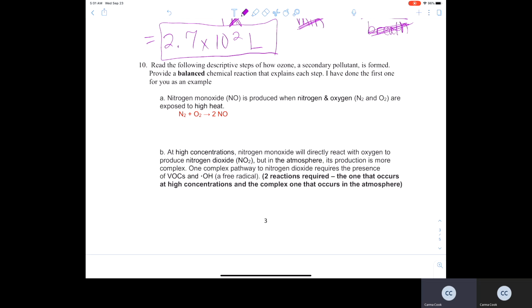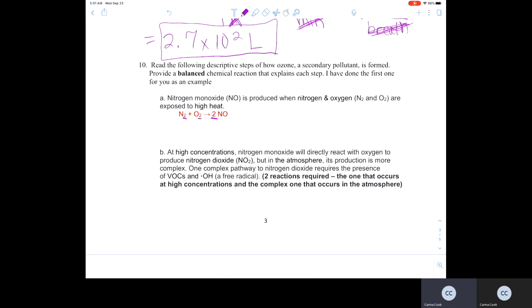And in between the two, you put an arrow. That's how chemical reactions are written. You have an arrow that separates the reactants on the left-hand side from the products on the right-hand side. And then to balance this correctly, we needed a 2 in front of NO because there are 2 nitrogens on the left. So we need 2 nitrogens on the right.